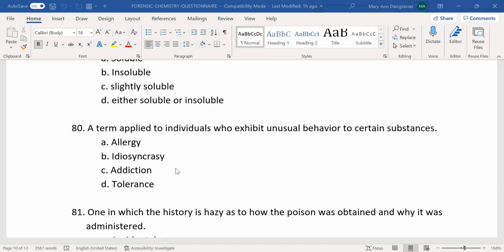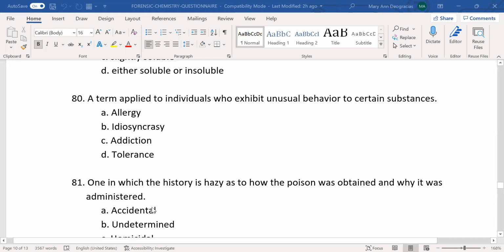Idiosyncrasy ang sagot. Ang allergy kasi, hindi mo yan ma-overcome. Pag may allergy ka yan, lifetime na yan. A term applied to individuals who exhibit unusual behavior to certain substances is idiosyncrasy. Pero ano ang idiosyncrasy kasi? Pwedeng ma-correct. No? So like for example, your tolerance to alcohol, yung iba kasi madaling malasing, or kaya newbie na nainom ng alak, tapos namumula. Pero pag kayo nasanay na yung katawan mo sa pag-inom, mawawala din yung idiosyncrasy na yan, yung pamumula ng katawan. Sagot, letter B. Bravo.